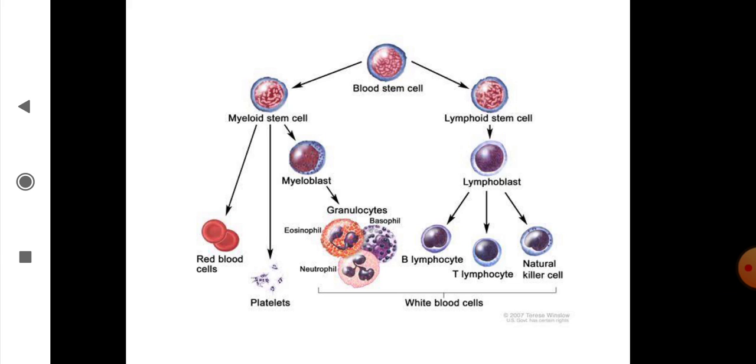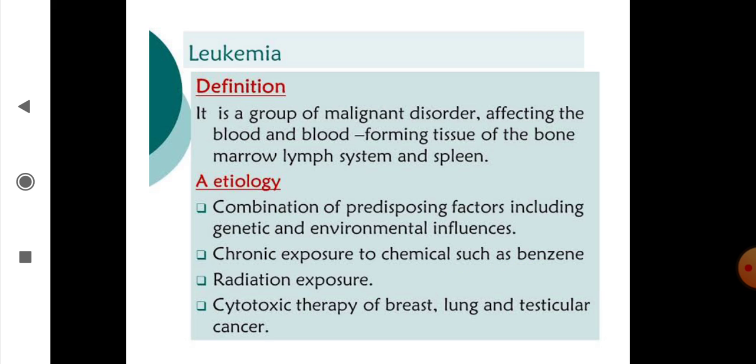The lymphoid stem cells give rise to lymphoblasts, and from the lymphoblast they differentiate into three types of lymphocytes: the B lymphocytes, the T lymphocytes and the natural killer cells. All these, the myelocytes and the lymphocytes together, are called the white blood cells. So the blood stem cell in the bone marrow gives rise to the red blood cells, platelets and the white blood cells. Now let's know the definition of leukemia.